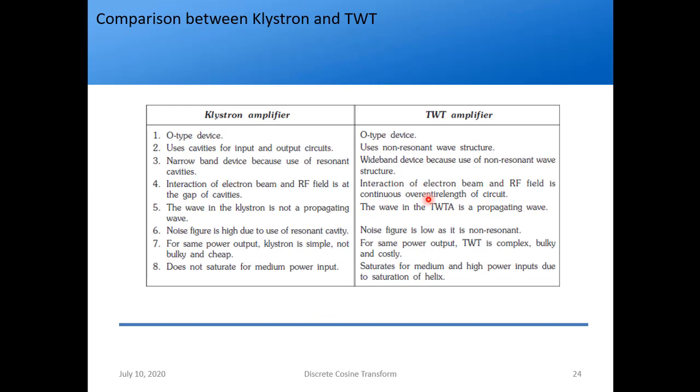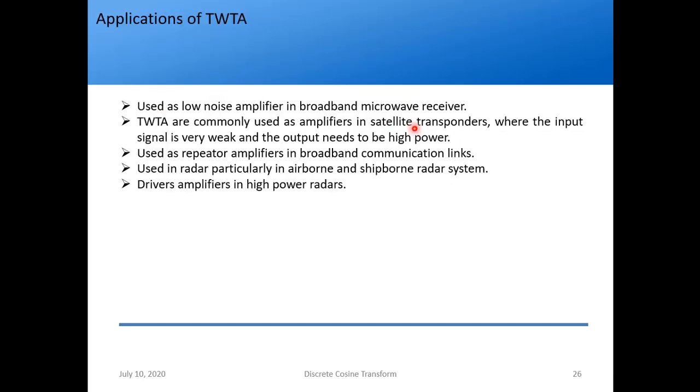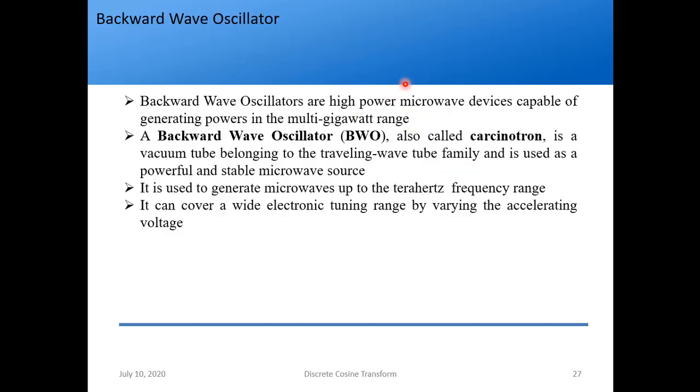So then this was the difference, advantages and applications. The next device is an M-type device, which is the backward wave oscillator. They are very high power microwave devices, capable of giving powers in the multi-gigawatt range. That was not the case with the klystron. We saw it is a low power device, right? This is a high power microwave device. That is why we studied this also. It is also called a carcinotron.